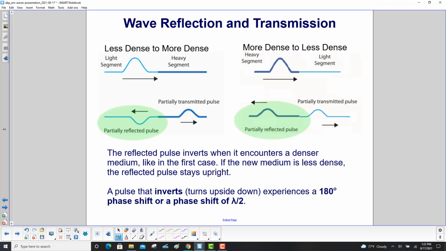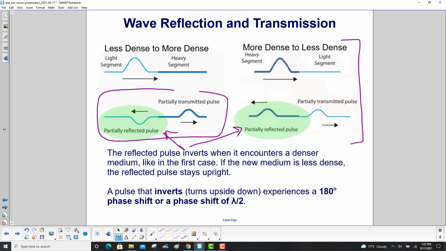Okay, we're showing the same pictures now. And now let's look at the reflected pulse. The reflected pulse inverts when it encounters a denser medium, like over here. If the new medium is less dense, the reflected pulse stays upright. A pulse that inverts, turns upside down, experiences a 180-degree phase shift, or a phase shift of lambda over 2.